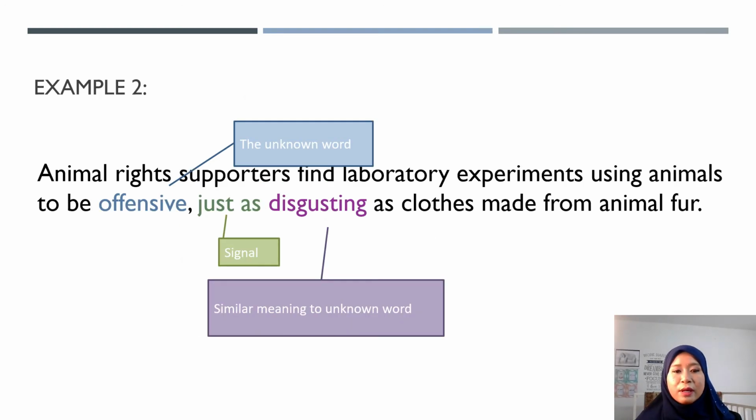Example 2. Animal rights supporters find laboratory experiments using animals to be offensive, just as disgusting as clothes made from animal fur. So the unknown word is offensive. The signal is just as, and the definition of offensive is disgusting.